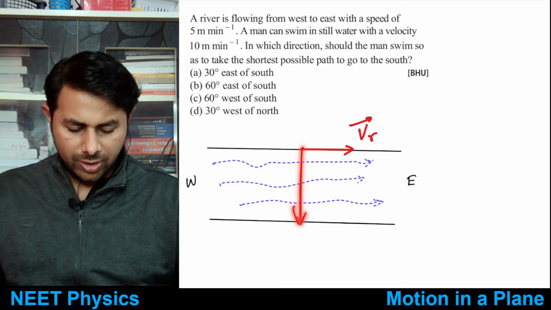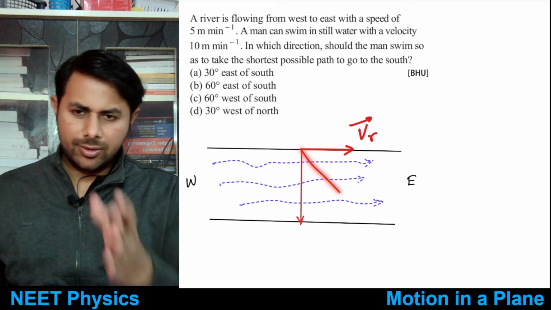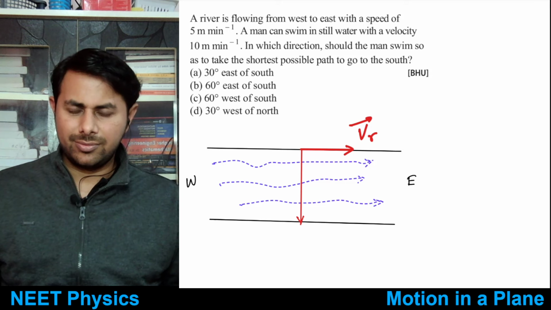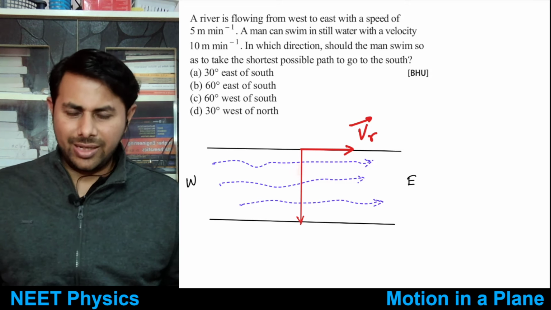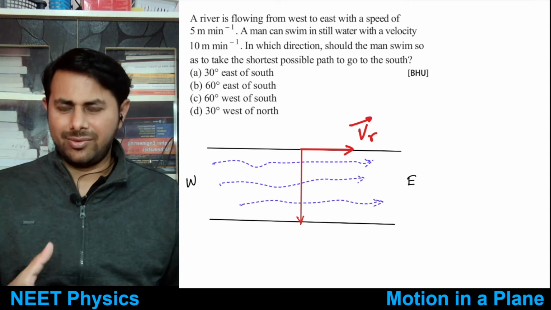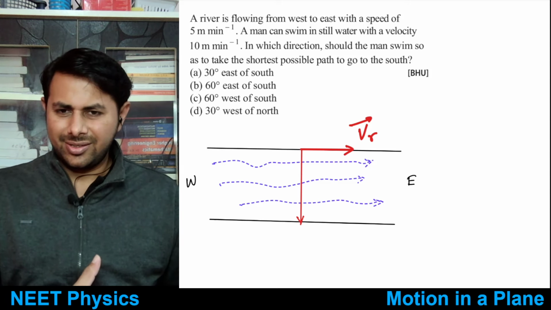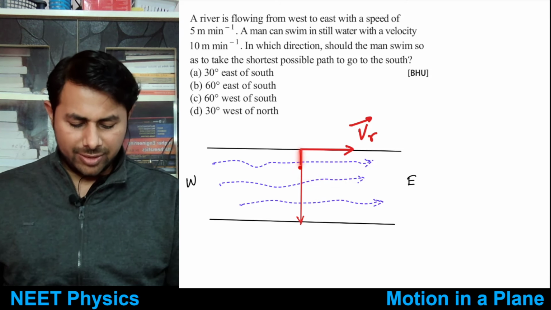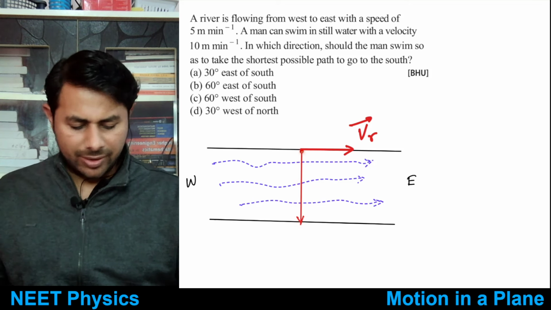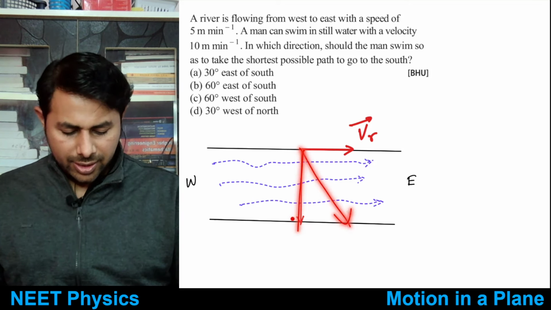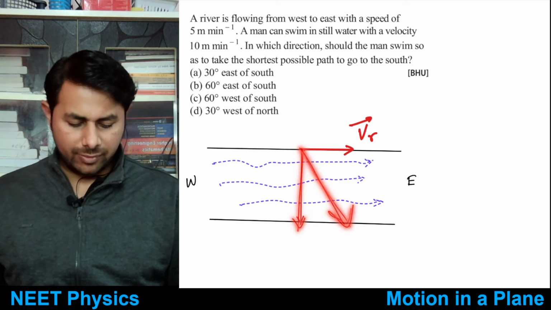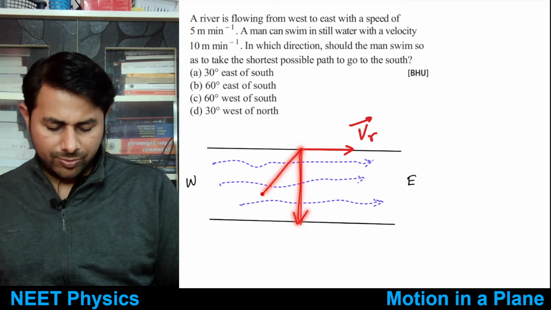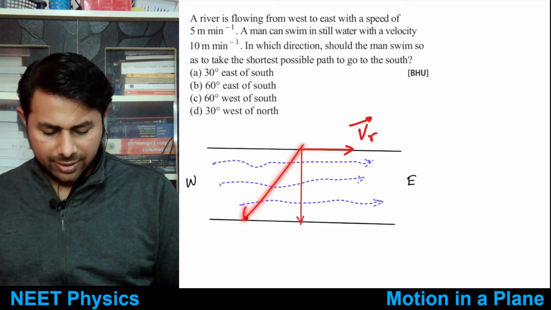So if he comes along this path, what will the river do? If the man is steady, then the river will take him along with it, right? Okay, he will move along the river current. But if the man is moving in this direction, what will be the effective direction of moving? It's his velocity plus the river's velocity. Okay, so he will move like this. But if he wants to move in this direction, he should actually move at some angle, like this.